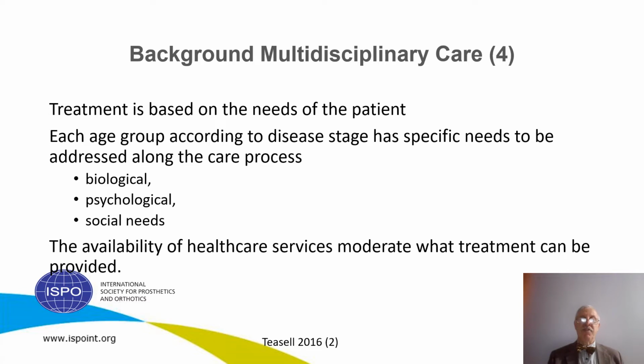Rehabilitation treatment needs to be individualized. Each age group, each stage of the disease, each individual has specific needs that need to be addressed in the care process. These include biological, psychological, and social needs, and need to be adjusted according to the healthcare services available.